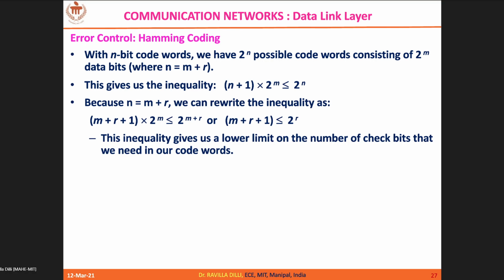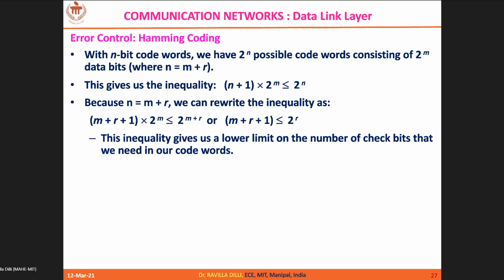Like that you go on increasing your r value. Let us check for r equal to 3: 9 plus 3, which is 12, less than or equal to 2 power 3, which is 8. Not correct. So what should be the minimum value of r? 9 plus 4, 13, less than or equal to 2 power 4, which is 16. So this satisfies the inequality. So the minimum value of r is 4 bits.